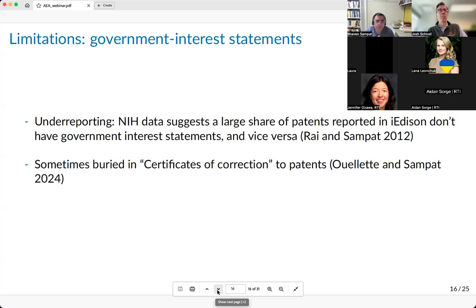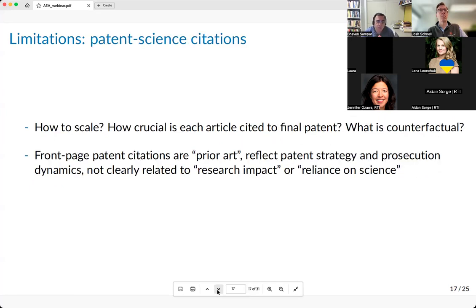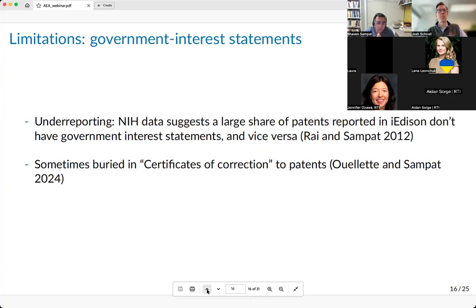Okay, so that's one limit to government interest statements. I think the key thing is you want to look at certificates of correction as well, and figuring out a way to do that at scale is a problem. It's a difficult thing to do, and a number of teams are working on trying to do that.